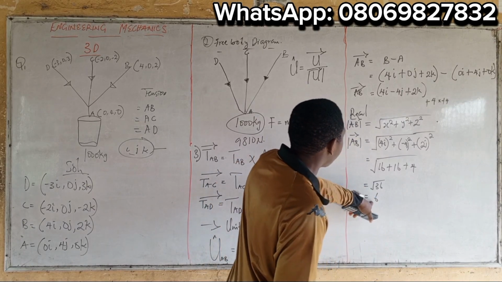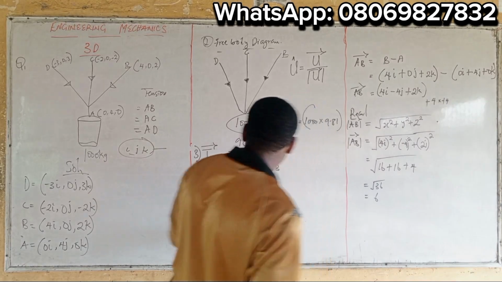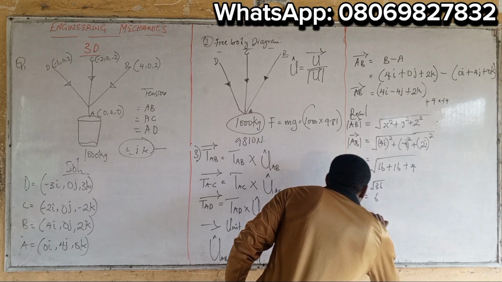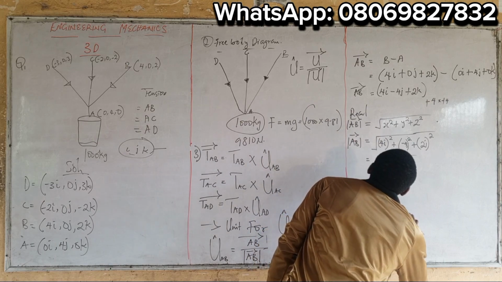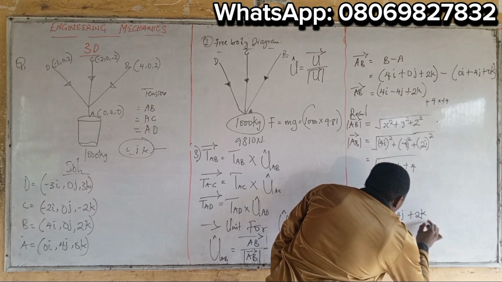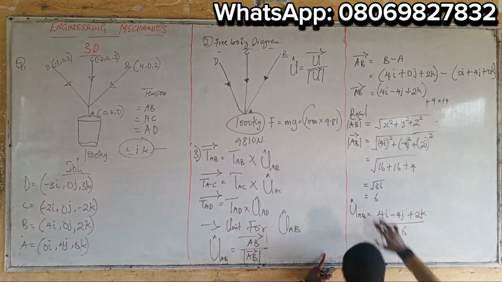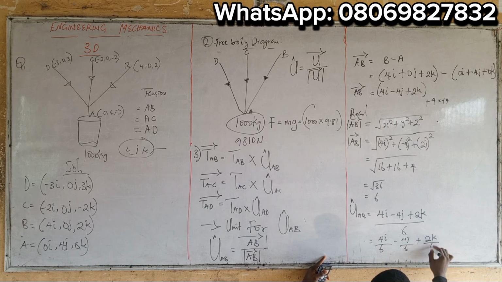So you succeeded in getting the magnitude of your position vector. What is the next thing to get? Your unit vector. We know that unit vector AB is simply the position vector, which is 4i minus 4j plus 2k, divided by 6. In essence, you simplify this to be 4i divided by 6 minus 4j divided by 6 plus 2k divided by 6.